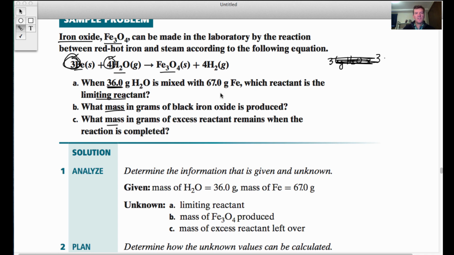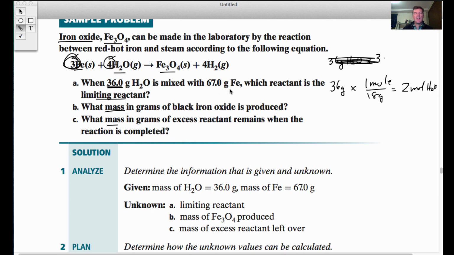36 grams of water as compared to 67 grams of iron. You can't compare masses when you're looking at the limiting reactant. You have to compare moles. So 36 grams of water, let's figure out how many moles that is. 36 grams. And I know that 1 mole of water is 18 grams. Just look at the periodic table. Oxygen is 16, each hydrogen is 1. So that's going to be 18. So that's going to be 2 moles, and that's for the water.